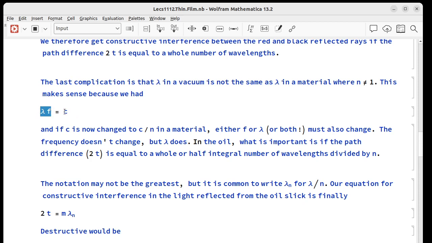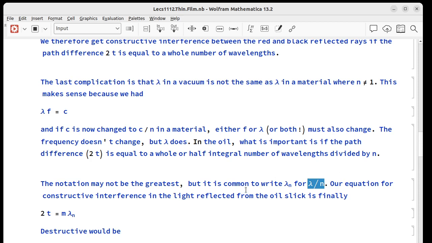There's no way the equation can still be satisfied if we only divide one side by n. The frequency doesn't change, but the wavelength is divided by n just like c was. So what's important here is what is the path difference, this extra path, compared to a whole or half integral number of wavelengths in the oil. A lot of times, even with this kind of not great notation, you'll see lambda sub n written for the wavelength in the oil, in the stuff we care about, lambda divided by n.